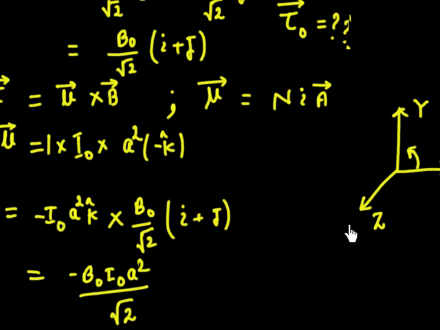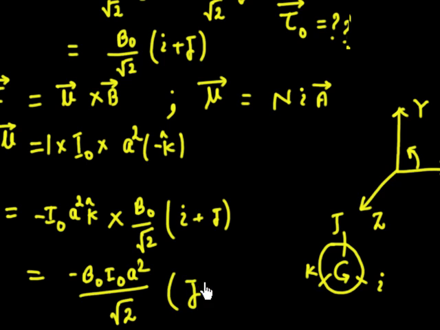Now k cross i, what is this? If you remember, this is i, this is j, this is k. i cross j is k, j cross k is i. Similarly, we have to find k cross i. So this is k cross i. You are going in the same direction, so k cross i will give you j. And k cross j is what? This is going opposite, so k cross j is minus i.